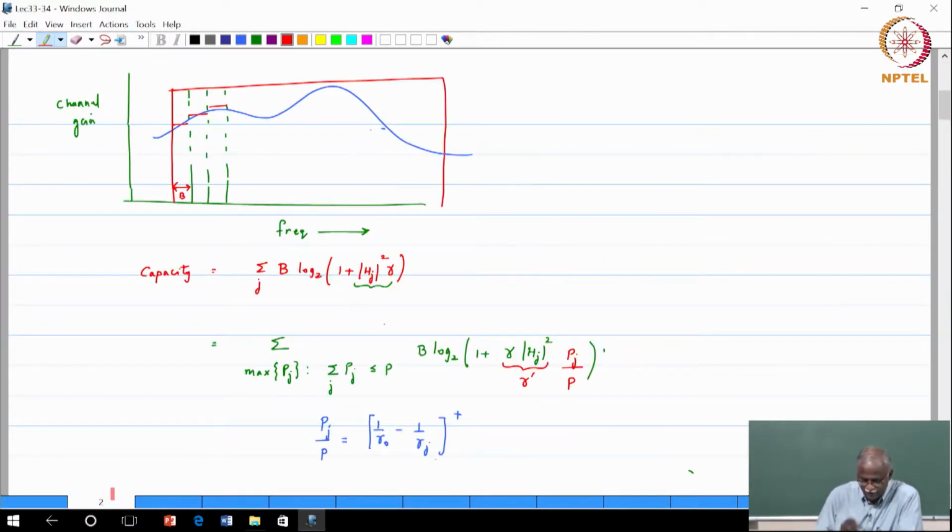So, let me just quickly refresh your memory. This is the channel gain versus frequency. The fact that it is not flat means that you have dispersion, frequency selective fading. In order to achieve capacity in this system, we said you would do the analog of water filling in time, but now you are doing water filling in frequency.